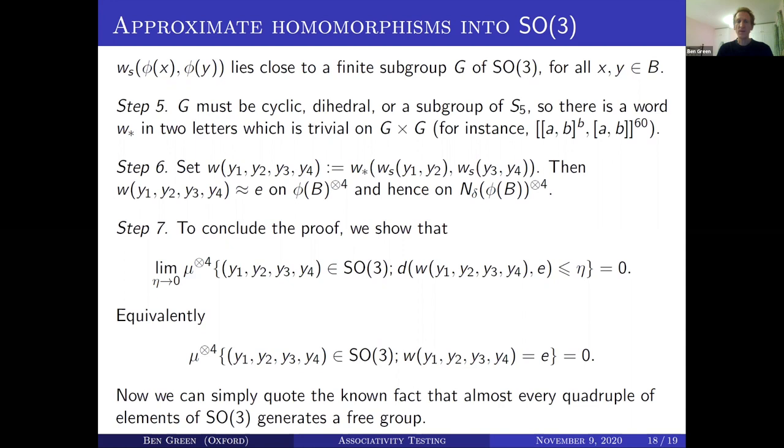But once you've even got one quadruple of elements that generates a free group, this W then gives you a non-trivial algebraic relation on SO3. And so the set of quadruples Y1, Y2, Y3, Y4 where that's trivial will be of positive codimension. Okay, so that's the end of the proof.